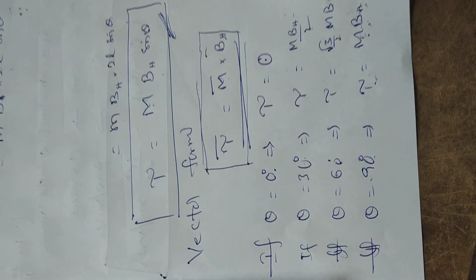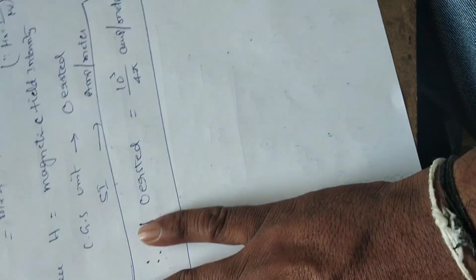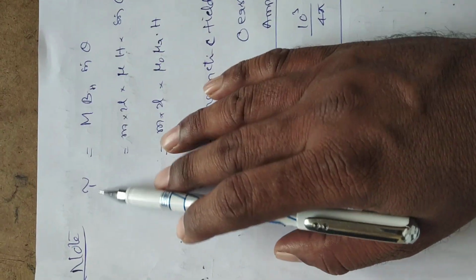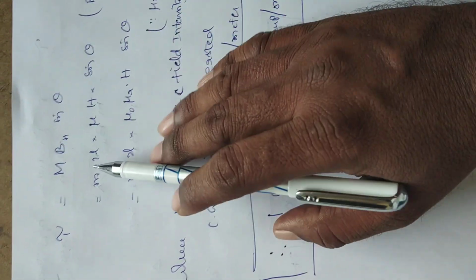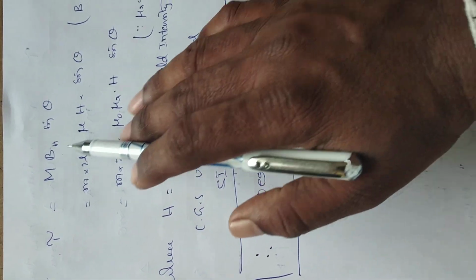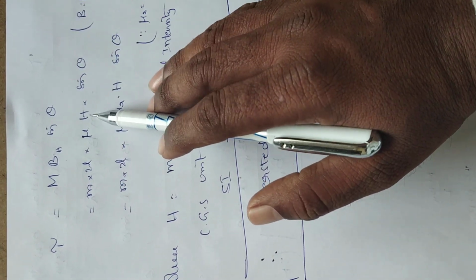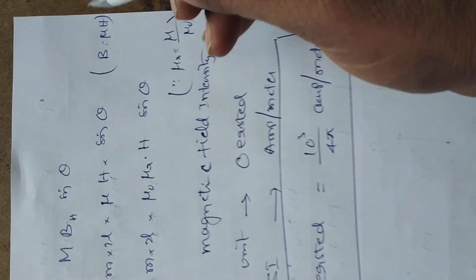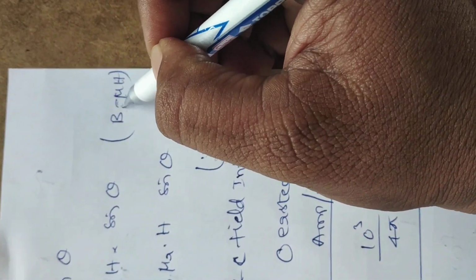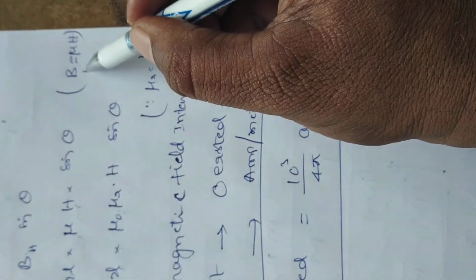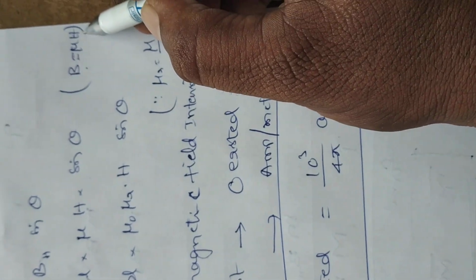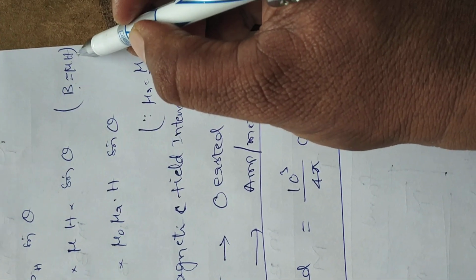So, while doing the problems in torque, keep this equation in mind. Torque tau is equal to MBH into sin theta. Capital M is equal to small m into 2L, and MBH is also equal to M mu into capital H into sin theta. This is the relation between B and H, where B is equal to mu into H. B is the Earth's magnetic induction field. H is the magnetic field intensity.